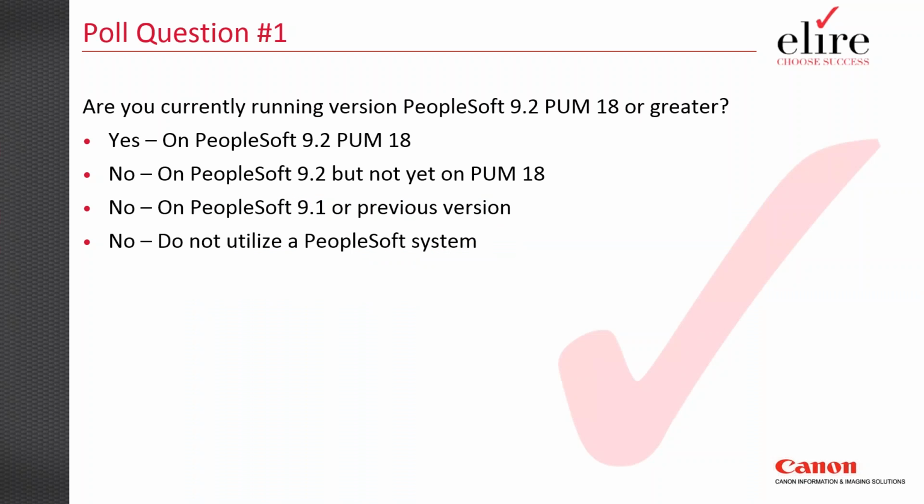Excellent. And the reason that we asked that question, of course, is the technology that we're going to be looking at today is delivered in 9.2, full functionality in PUM 18. I think you can take advantage of some of the features a little bit earlier, but what we're going to talk about today is actually one of the reasons that this solution is so heavily favored by Elire, and why we partner with Canon, because of the way that PeopleSoft has changed its delivery model. And that's what we're going to start out with talking about here.